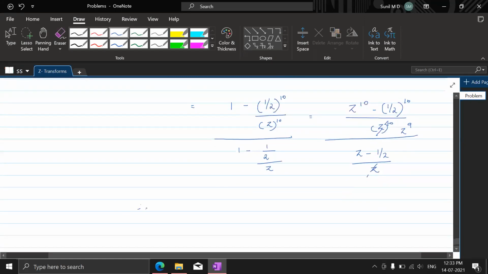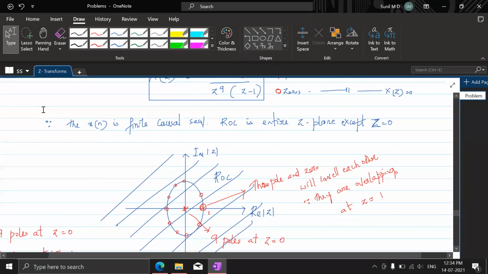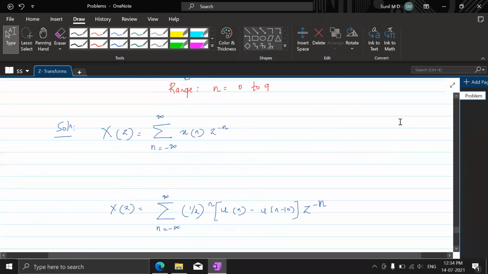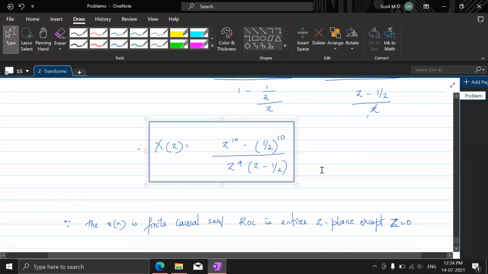Fine. So, therefore, x of z can be written as z to the power 10 minus half to the power 10 divided by z to the power 9 into z minus half. Understand? So this is also a right-sided sequence, mind you. So the same statement can be repeated. Since x of n is a finite causal sequence because it is right-sided, we can write the ROC is the entire z plane except z equal to 0. So this is your x of z, and ROC is this.